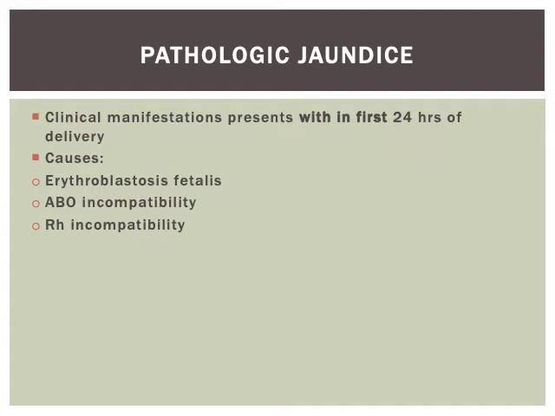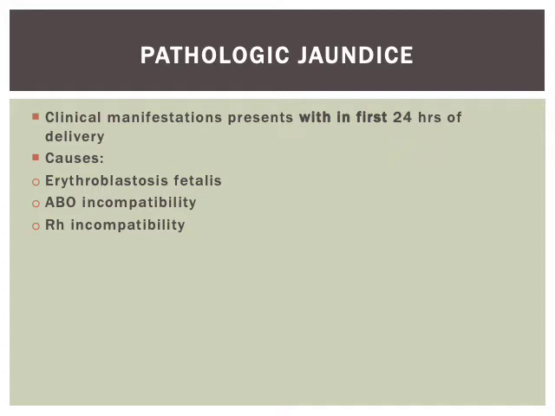And when there is a buildup of bilirubin in the brain, it is called kernicterus, as I mentioned on the previous slide. And kernicterus can cause brain damage and death. Now let's focus on the causes of pathologic jaundice. There are three major causes of pathologic jaundice.